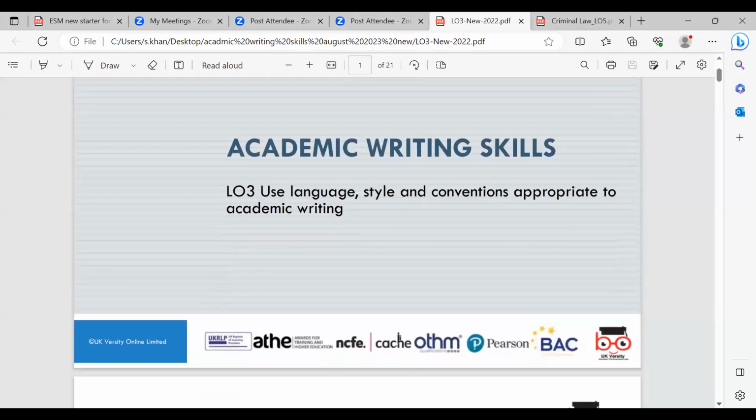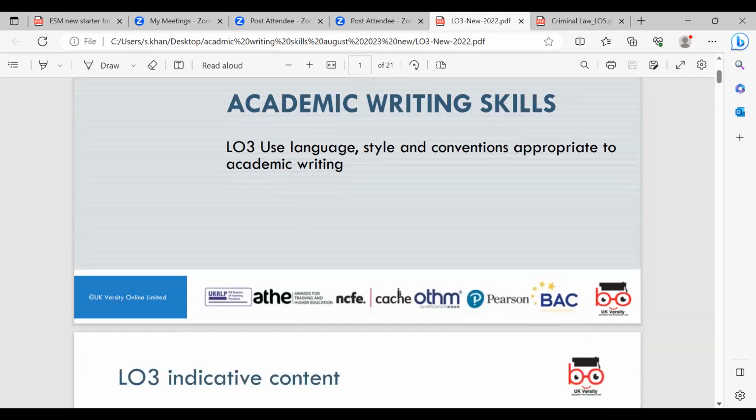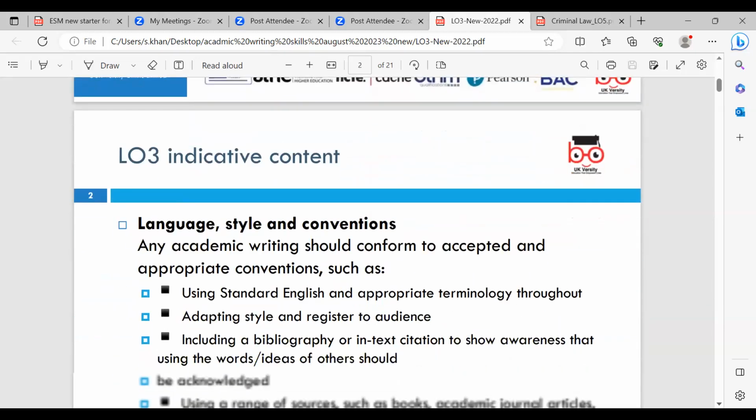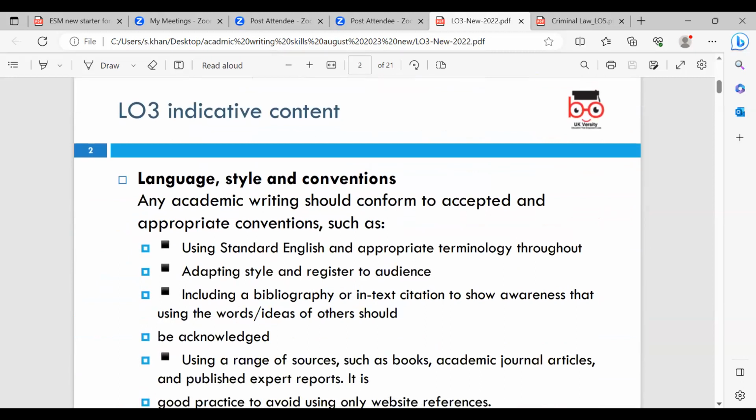So in the last sessions, we looked at Learning Outcome 1, and we looked at what academic purposes are, and in Learning Outcome 2 the 5 effective business writing 5 C's and the 7 C's, but we'll look a little bit more at them tomorrow, okay? So we'll go through your indicative content today. So language, style and conventions.